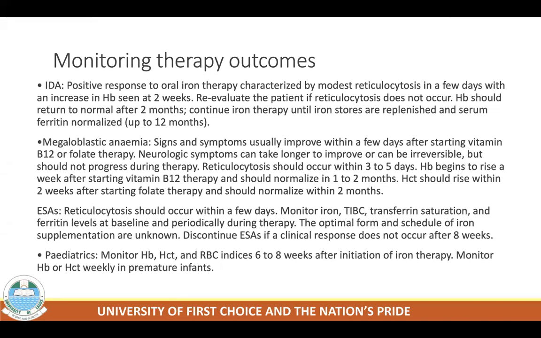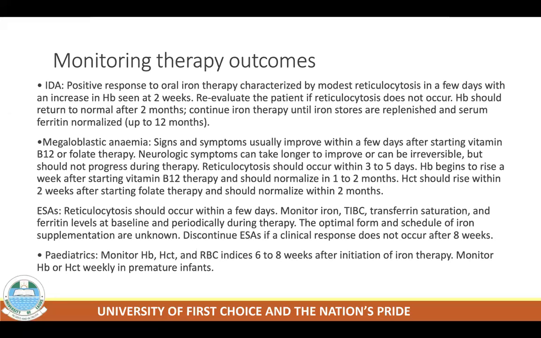So similar to IDA, it requires about 2 months of treatment. Megaloblastic anemia also requires about 2 months of treatment, even though you begin to see improvements within 3 to 5 days, compared to 2 weeks with iron deficiency anemia.